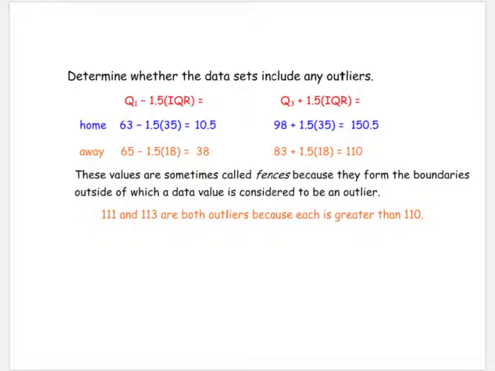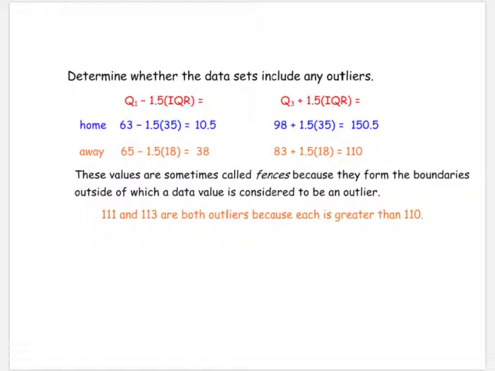Before we actually talk about creating the box and whisker plots, let's take a look at the outliers. If we're looking at the outliers, remember you have to take the IQR, which again is quartile 3 minus quartile 1, and we just found those two values. We then have to figure out what the values are for quartile 1 minus 1.5 times the IQR, and quartile 3 plus 1.5 times the IQR.